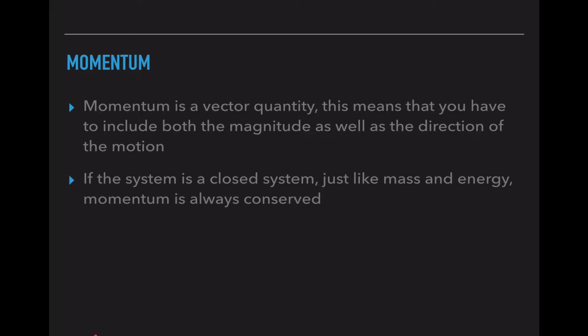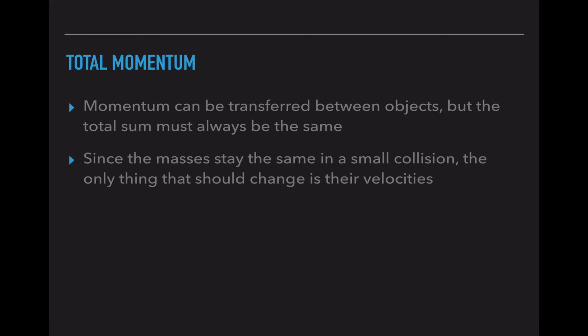This means you have to include both magnitude as well as direction of the motion. If the system is a closed system, just like mass and energy, momentum is always conserved. That means if you have a total of 100 units of momentum, you can have it split 50-50 between two items, you can have it split 75-25. It doesn't matter as long as they both always add up to 100 total units. So momentum can be transferred between objects, but the total sum must always remain the same.